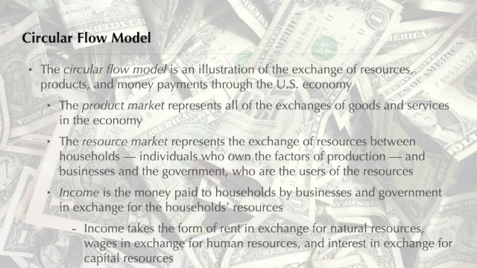The other part is the resource market. The resource market represents the exchange of resources between households, individuals like you who own the factors of production, natural, human, and capital resources, and business firms and the government, who are the users of the resources. The money paid to households by business firms and the government in exchange for the household's resources are called income. Households receive income such as rents in exchange for natural resources, wages in exchange for labor, and interest in exchange for capital.